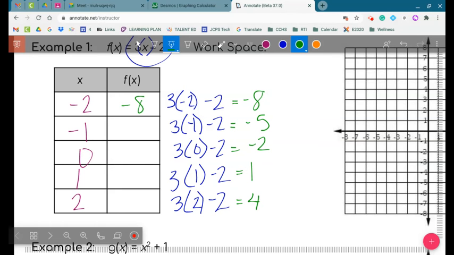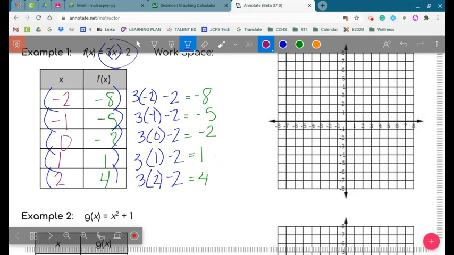So those are going to be my points I plug in for my f of x or my y value. And then each one of these is an ordered pair. So -2, -8 is an ordered pair. -1, -5 is an ordered pair. 0, -2 is an ordered pair. 1, 1 is an ordered pair. And 2, 4 is an ordered pair. So we're going to go and we're going to plot those on our graph.